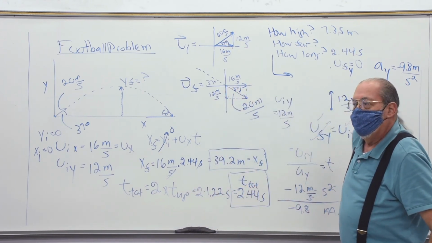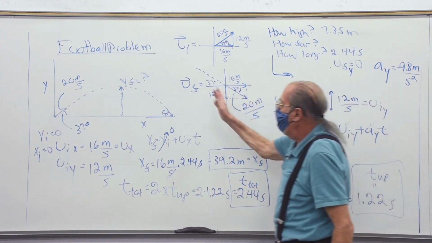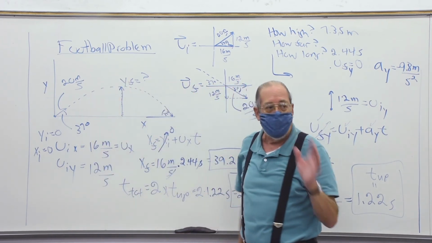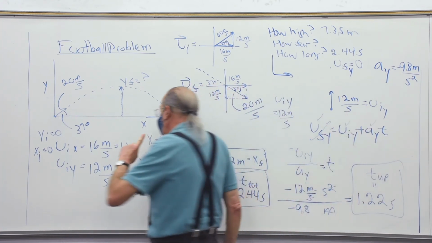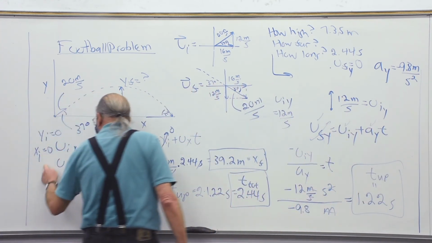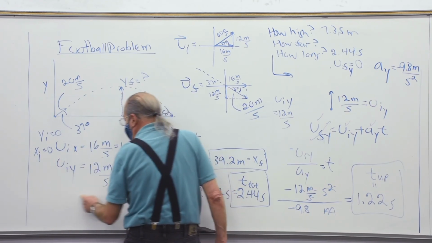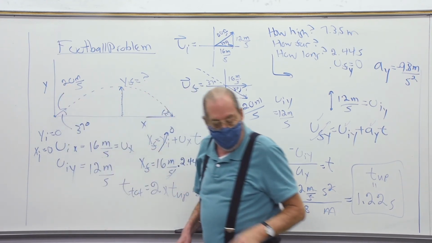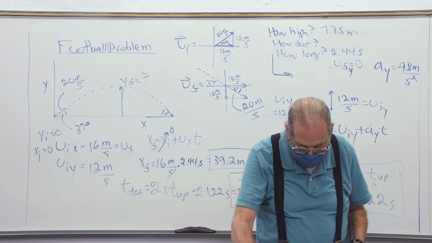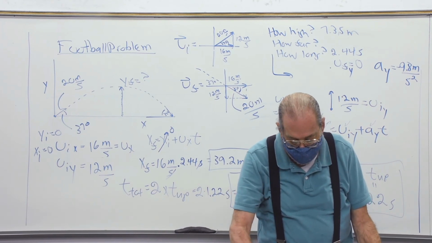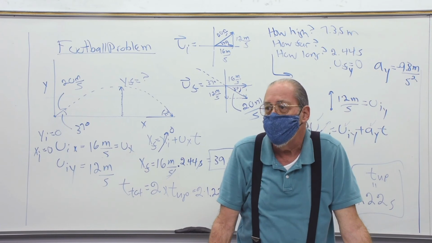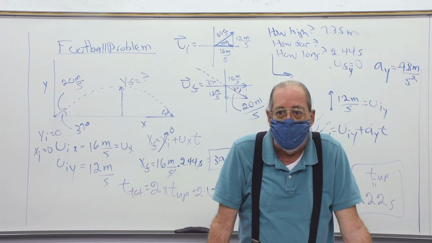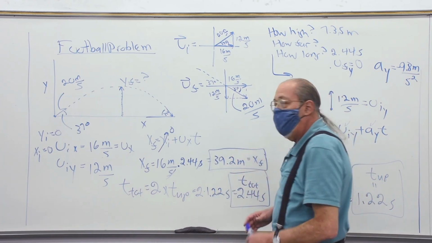See? The time is the thing that's common to both. You treat the vertical motion as if it was a chapter 2 problem, but you must use the y component of the initial velocity. You must use this, not the 20 meters per second. You can't do that, okay? All right? Questions or comments? And include units. Units all the way through.